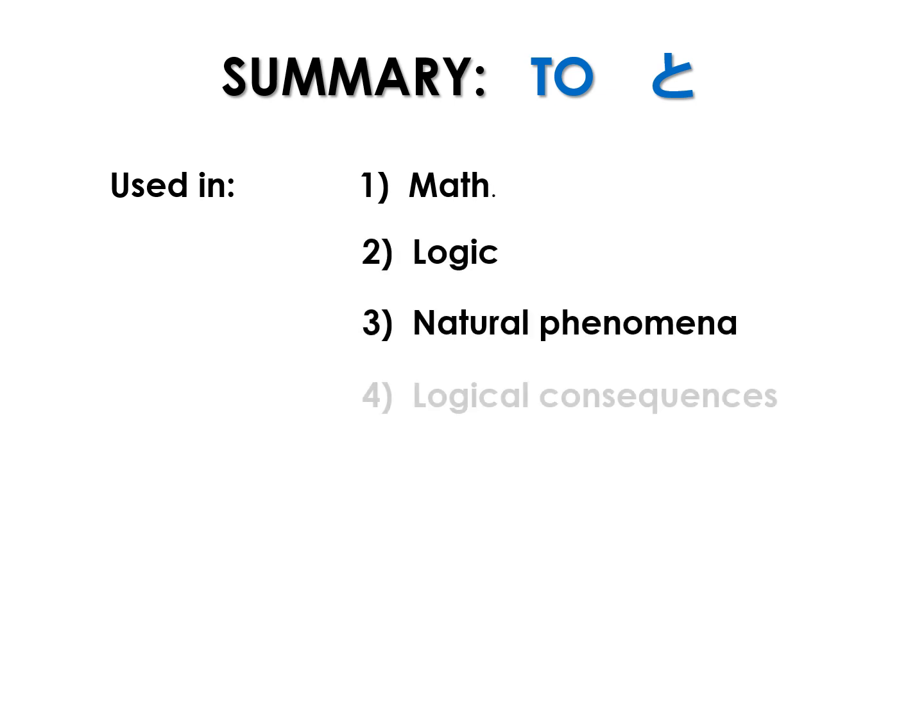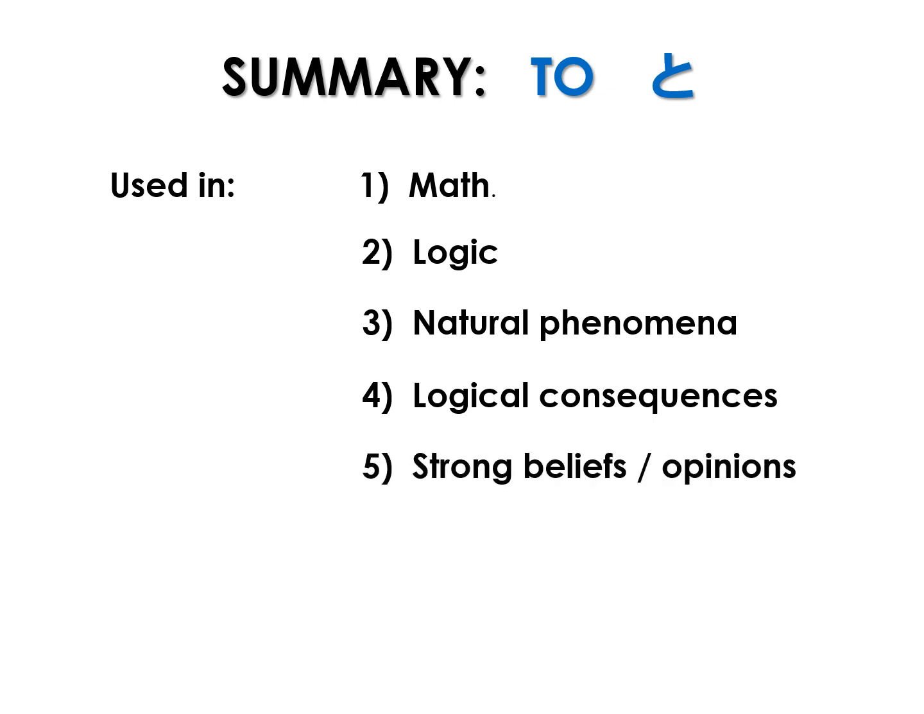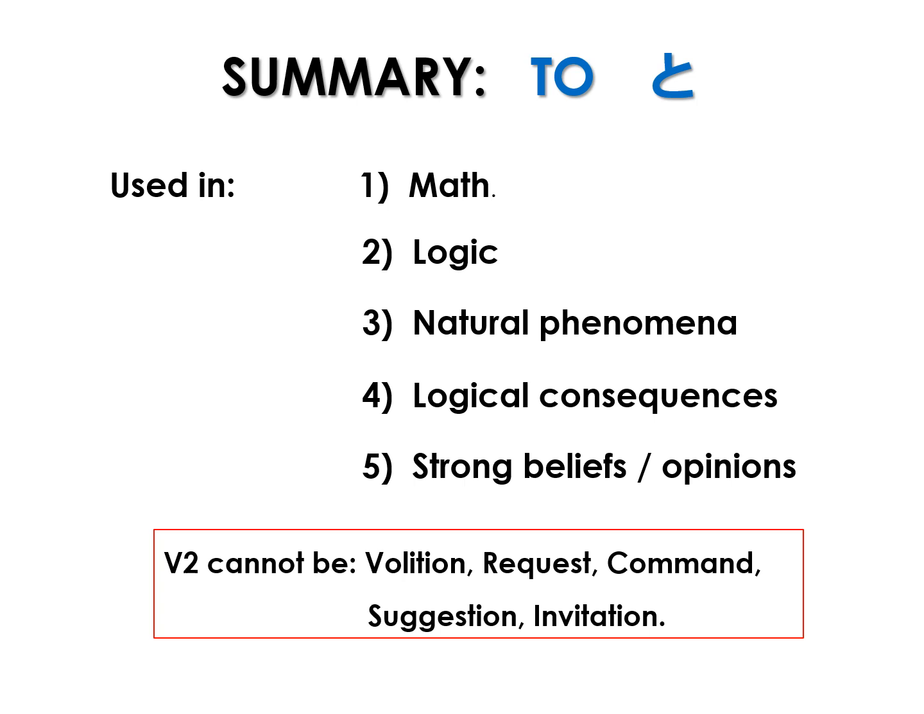So to summarize, the to conjugation is used to make conditional if/when sentences that express math, logic, natural phenomena, logical consequences, as well as strong beliefs and opinions. To cannot be used to express volition, request, command, suggestion, invitation, or similar sentences. For these kinds of sentences, one of the other three conditionals must be used.